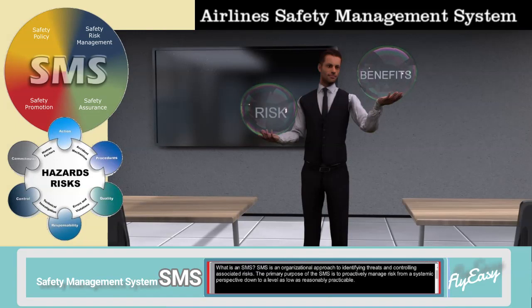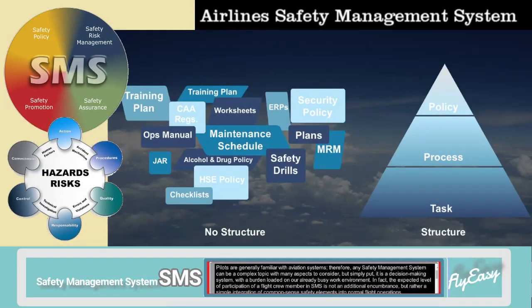What is an SMS? SMS is an organizational approach to identifying threats and controlling associated risks. The primary purpose of the SMS is to proactively manage risk from a systemic perspective down to a level as low as reasonably practicable. Pilots are generally familiar with aviation systems. Therefore, any safety management system can be a complex topic with many aspects to consider. But simply put, it is a decision-making system with a burden loaded on our already busy work environment.